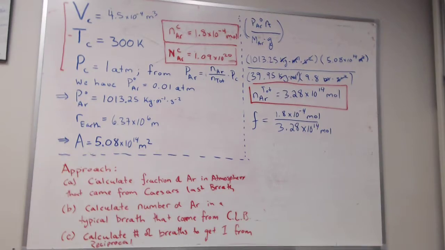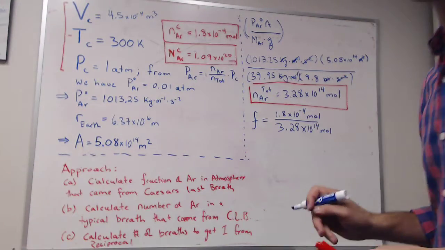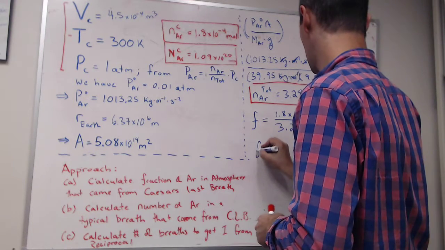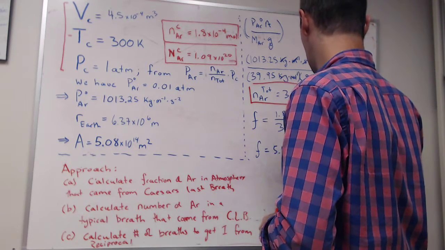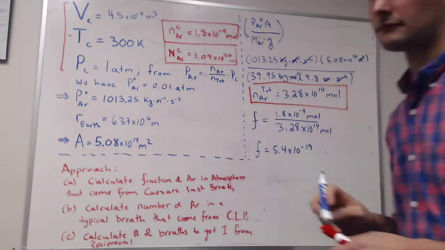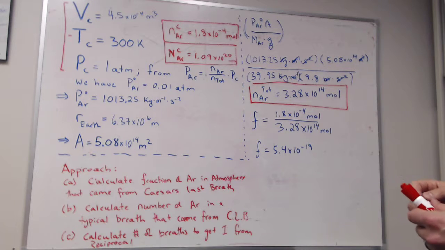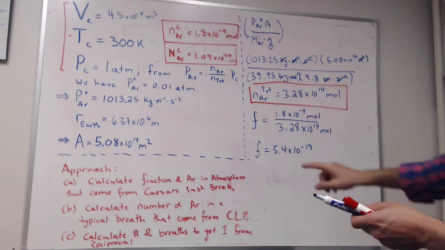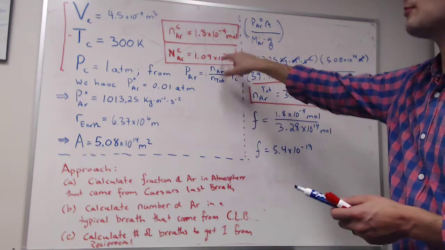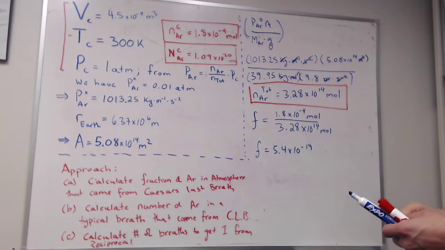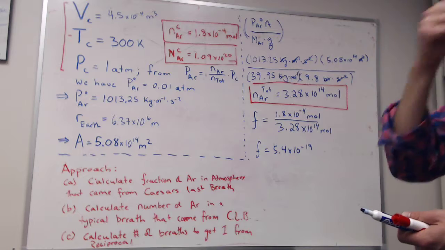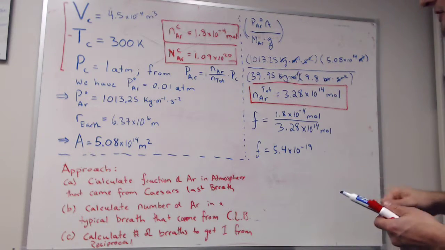Okay. So I find this fraction to be 5.4 times 10 to the minus 19. Okay. Now, what we can do is take this fraction and multiply it by the number of argon atoms in a typical breath, and that will be basically the number of argon atoms in a typical breath which came from Caesar's last breath.